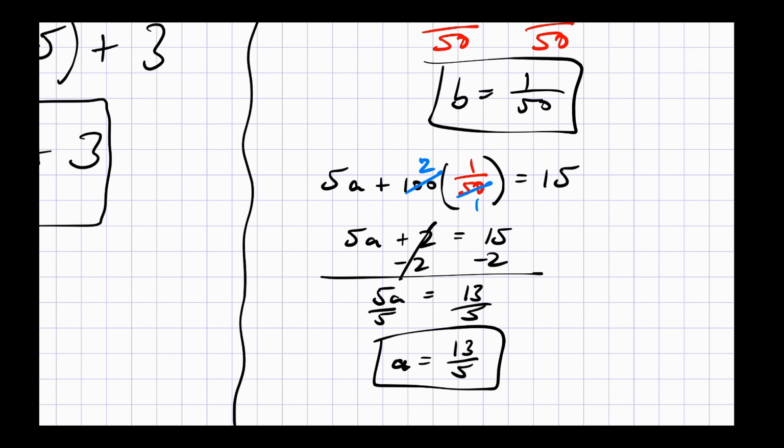Leave it like that. Don't change it to a decimal. Don't change it to 2 and 3/5 or whatever it is. Leave it like that. Just reduce it if you can. Okay. All right.